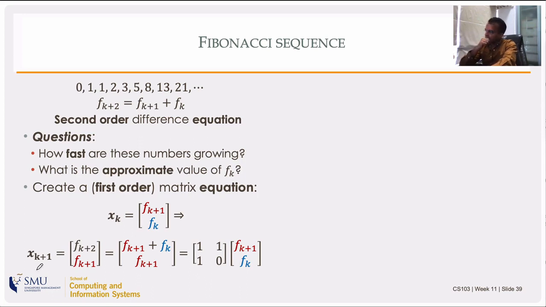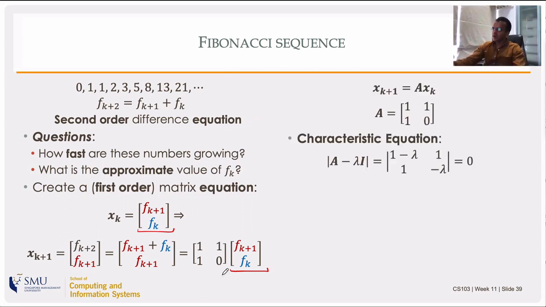I can see that the k plus 1 state, that vector, is actually the kth vector times a matrix. Now that is my matrix A. It's [1, 1; 1, 0]. And then I can go ahead and do the eigenanalysis.